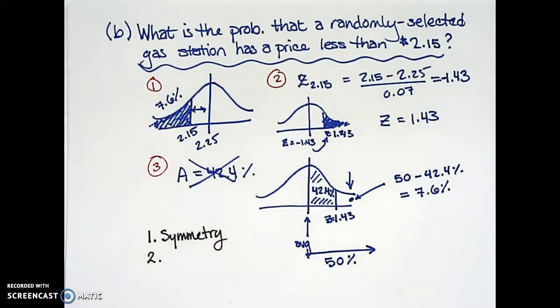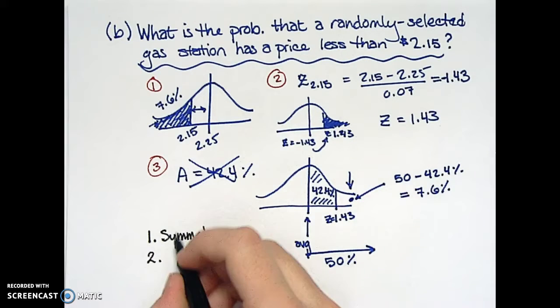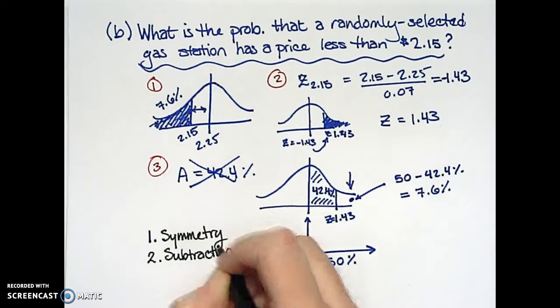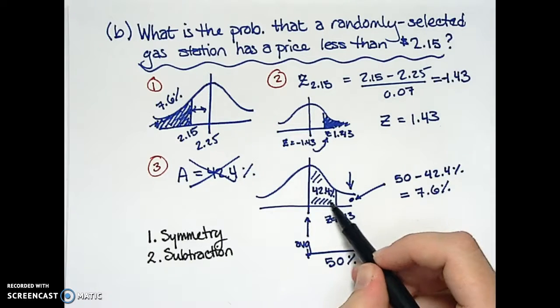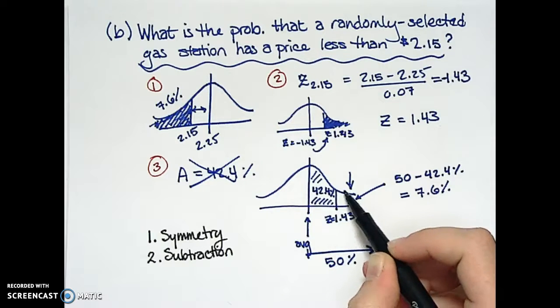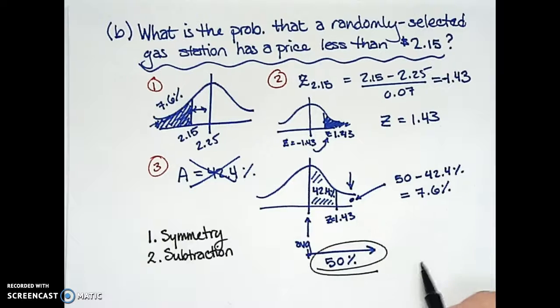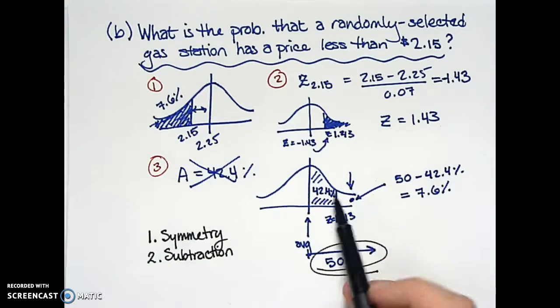The second idea that we implemented here is that of subtraction. I didn't want the area between the average and my z-score. I wanted the area of the tail. And so what I had to do is remember that 50% of the data values are in half of my normal curve, or 50% of the area is in half of the normal curve, and so I took out and subtracted what I didn't want to obtain what I do want.